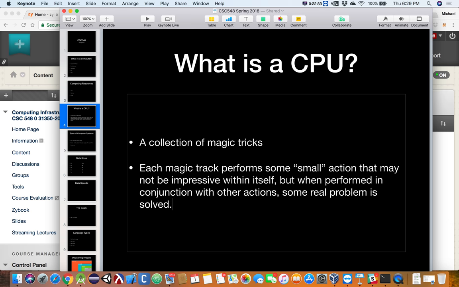So they had to imagine a collection of magic tricks. They had to decide, what are the magic tricks that I need to build into the CPU so that it can solve any sort of problem that a computer should be able to solve. Now, it might not do it in the most efficient way. That's where the evolution of these chips comes from. But they have to settle on the instruction set, the list of magic tricks that the CPU has, through which all things you solve on that computer must be done.